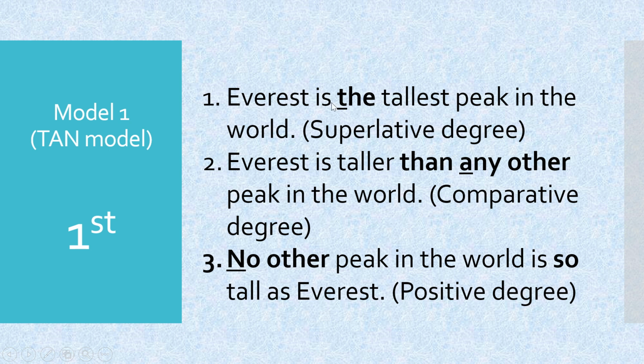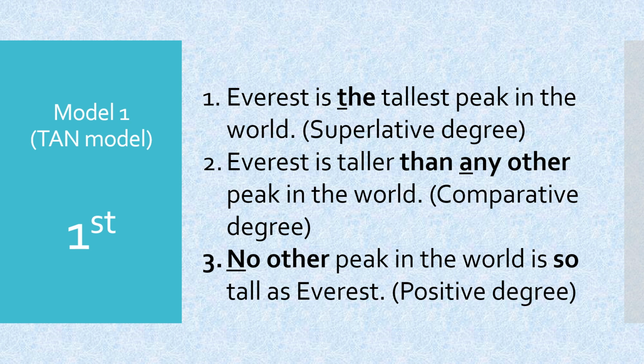So for the superlative degree the keyword is the, so the T comes in the abbreviation. And in comparative degree the keyword is any other, so the letter A comes next. And in positive degree we have the keyword no other, of which the letter N comes in the abbreviation, making it the TAN model. So if you want to convey the same meaning in positive degree, you should say no other peak in the world is so tall as Everest.